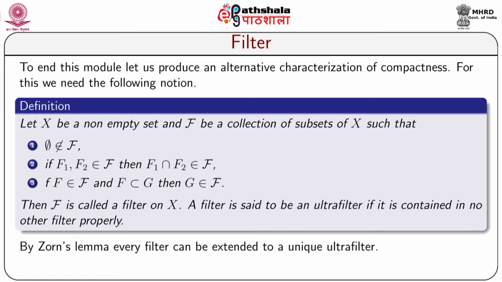Some authors avoid the definition 2 in this way: if F1, F2 belong to script F, then there exists some element C in script F such that C is contained in F1 intersection F2. Now, a filter is said to be an ultrafilter if it is not properly contained in any other filter.